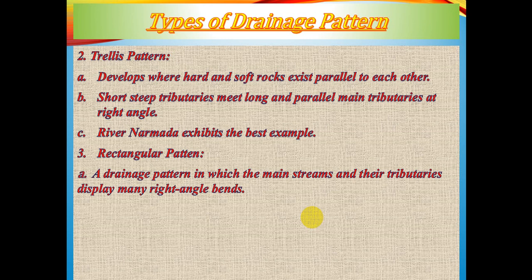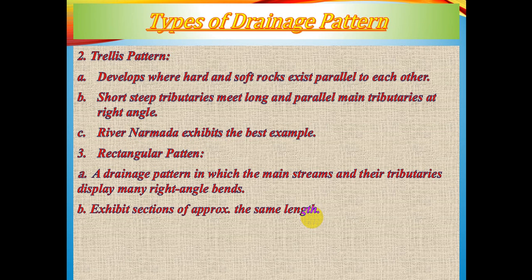Now rectangular pattern means basically the drainage pattern, it's just an outcome of that trellis pattern. A drainage pattern in which the main stream and its tributaries resemble as if they have made a right angle. So it comes from the trellis only. Next, they exhibit a section approximately of the same length.